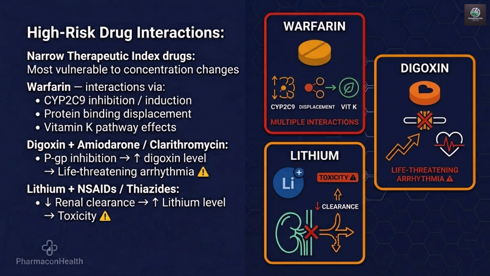in clinical use. Digoxin is affected by P-glycoprotein transporters, and drugs like amiodarone and clarithromycin raise digoxin levels by inhibiting PGP, causing life-threatening arrhythmias. Lithium levels are dramatically increased by NSAIDs and thiazide diuretics, which reduce renal clearance, turning a therapeutic dose into a toxic one.